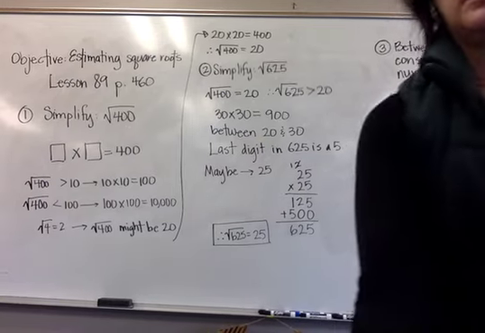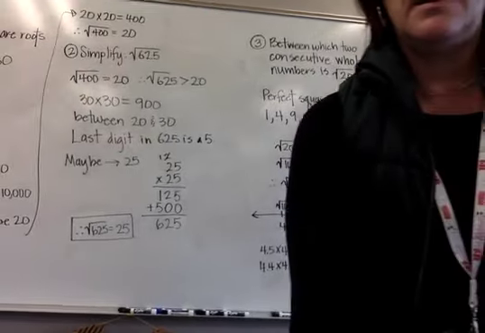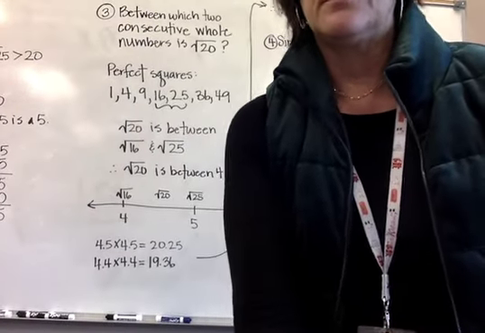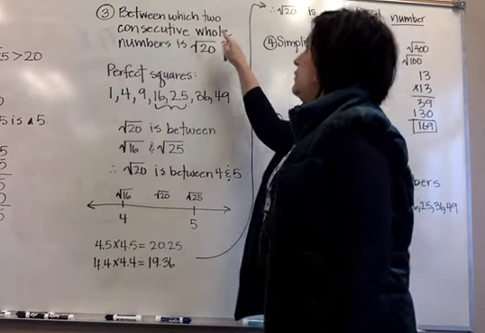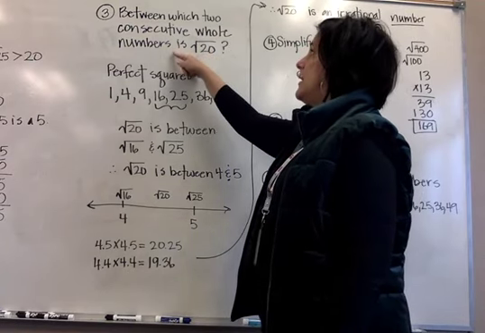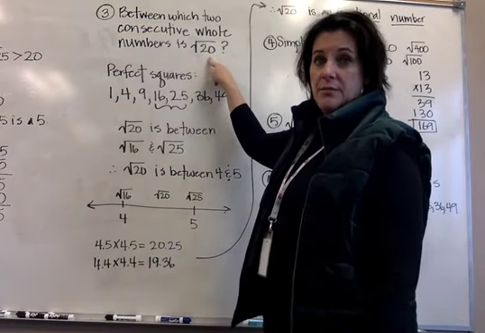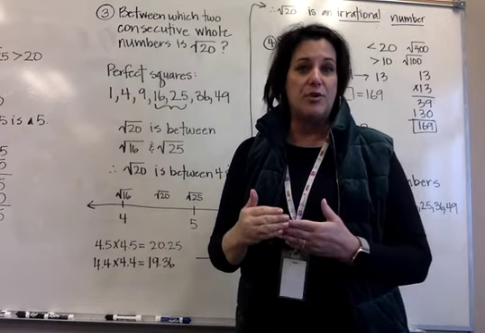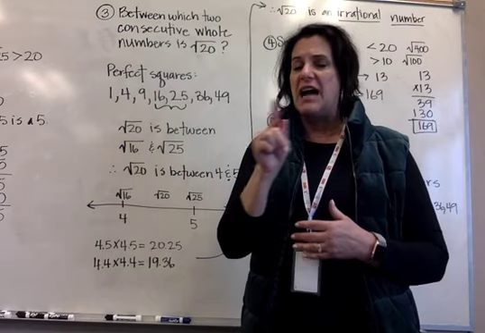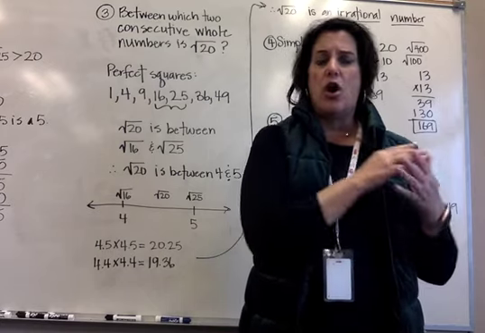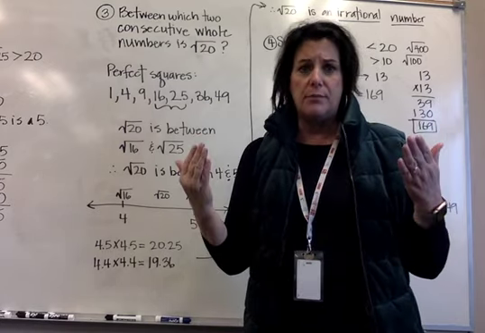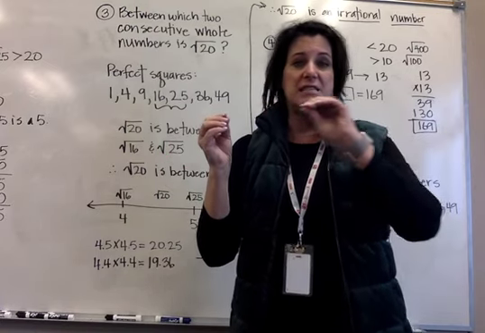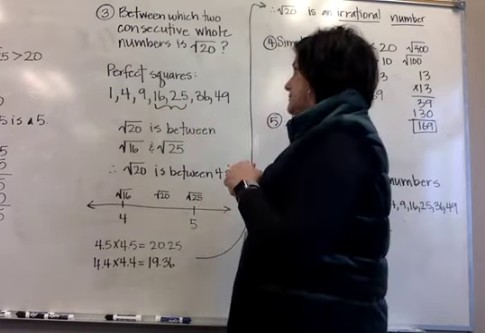Now let me move my little camera so I can go to the next question on the board. Good. Between which two consecutive whole numbers is the square root of 20? Now consecutive whole numbers, they sit side by side on a number line. 3, 4, 5, 6, 7, 8, 9, 10, all of those are whole numbers that are consecutive. Consecutive just means they sit side by side on a number line.